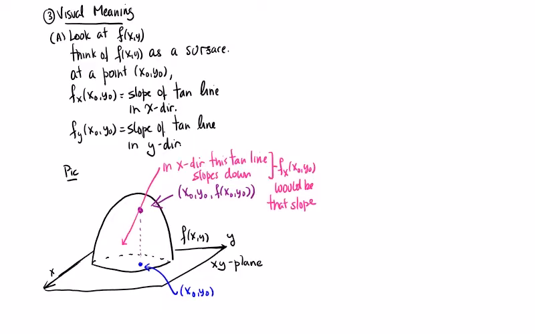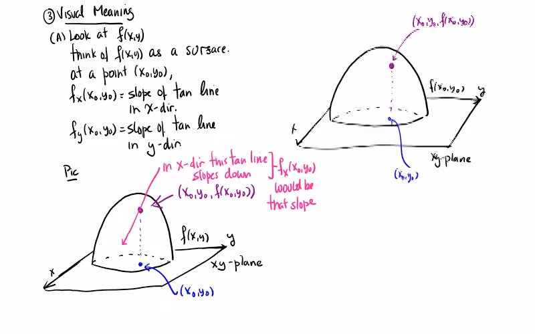Now, if I have the same picture, let me replicate that same picture again. I paused it while I recreated the picture, so we didn't need to watch me draw it. Now if we're at this point and we go in the y direction, in this case we might go downhill too, maybe a little less steep. So if we go in the positive y direction, this tangent line slopes down again, according to this picture for this particular example. But the key is that f sub y of x0, y0 would be this slope.